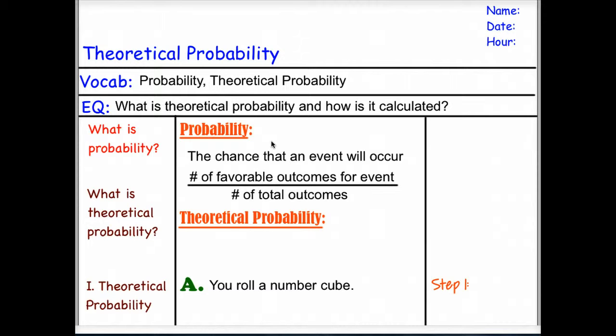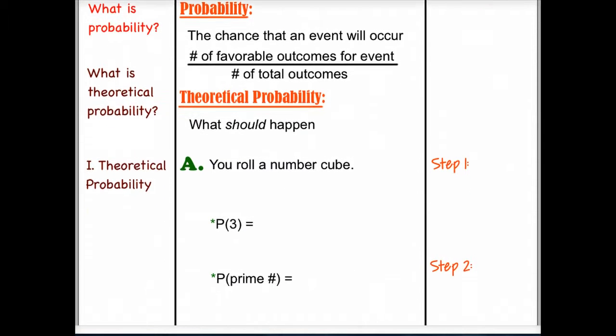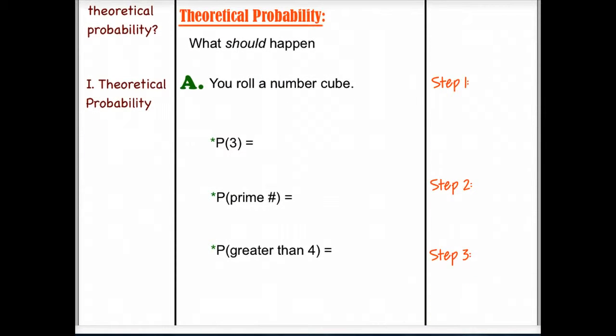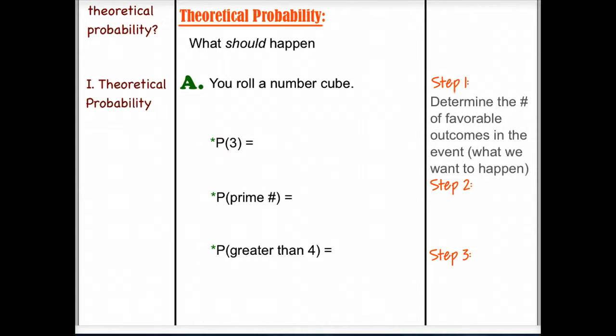We're first going to look at theoretical probability. And theoretical probability is what should happen. If it were a perfect roll, what would the outcome be? So if we take a look, for instance, at rolling a number cube, the first step we want to do is determine the number of favorable outcomes in the event, what we want to happen. And we also then want to look at the total number of outcomes.